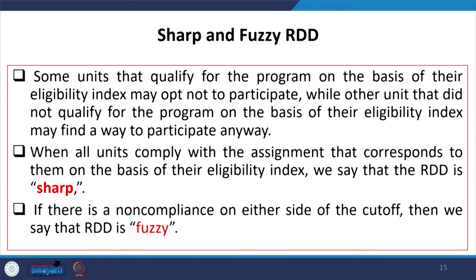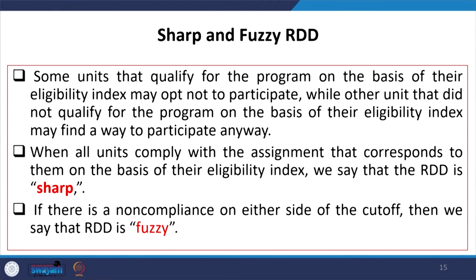Now, we are differentiating two important types of RDD. One is called sharp RDD, another is called fuzzy RDD. Some units that qualify for the program on the basis of their eligibility index may opt not to participate, while other units that did not qualify may find a way to participate anyway. For example, we have a group which is not eligible, but we have forced them to be eligible. Another one is actually eligible, but our cutoff point is defined in such a way that they do not ultimately end up eligible. That may create certain problems.